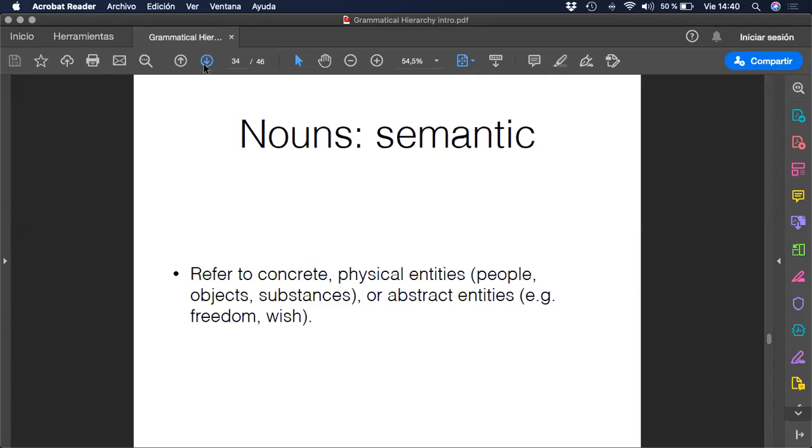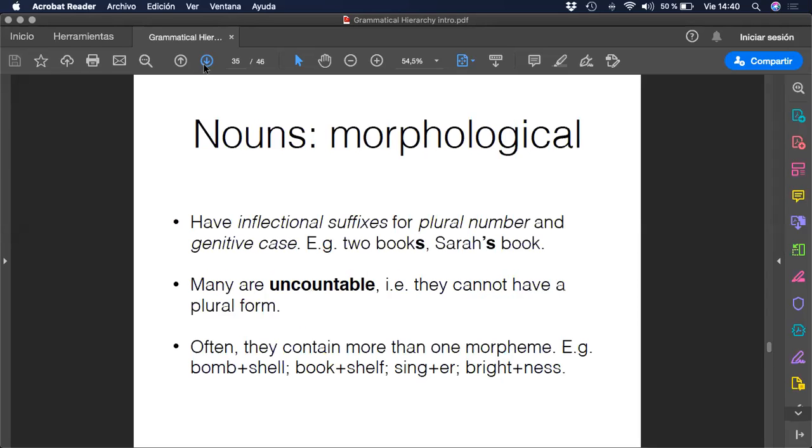Okay, so nouns, semantics, they refer to concrete physical entities or abstract entities. That is quite obvious. In morphological terms, nouns, they have inflectional suffixes for plural number.